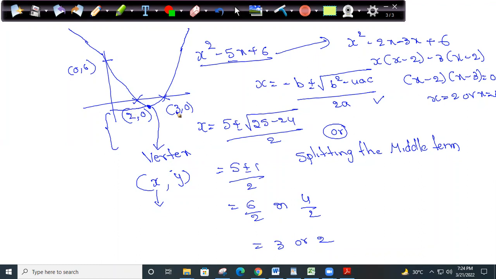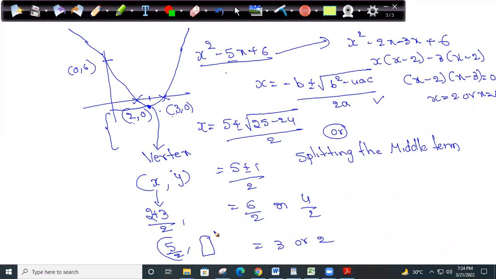Once you find the x-intercepts, find the midpoint. What is the midpoint of 2 and 3? 2 plus 3 by 2, which is 5 by 2. So if you have this function x square minus 5x plus 6, you will find that the minimum value of this function will occur at 5 by 2 only. At 5 by 2 only it will occur. Less than this. And how to find the minimum value?